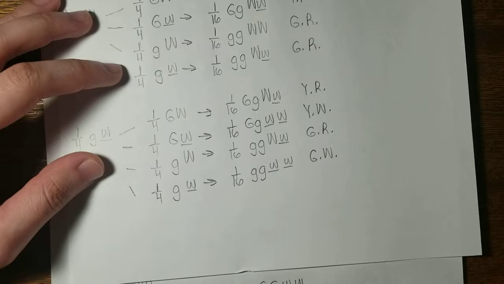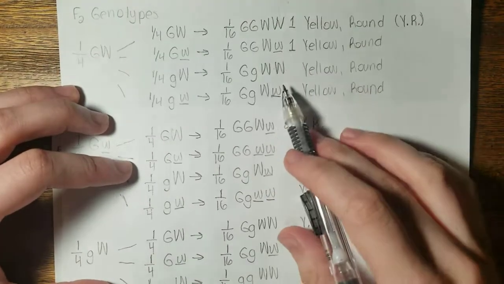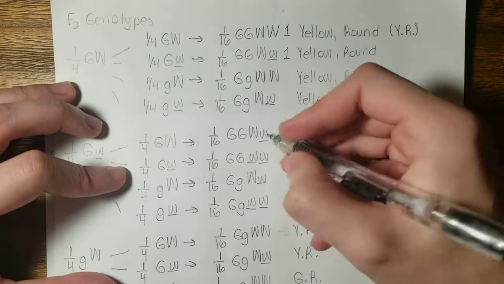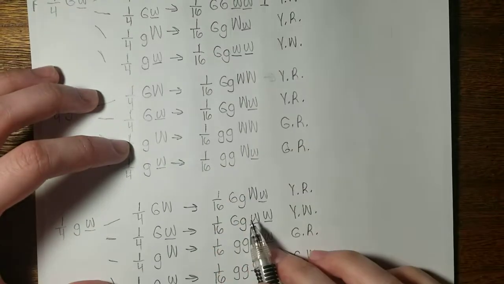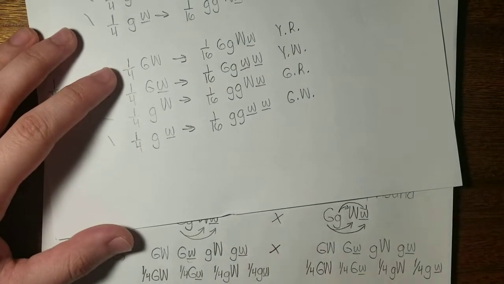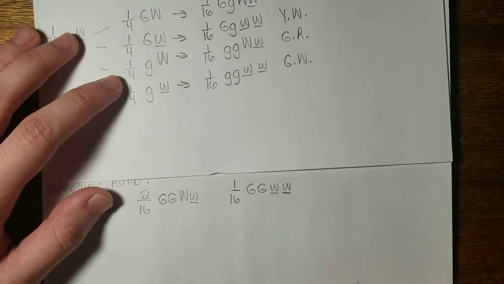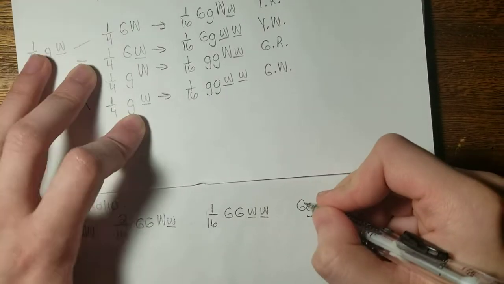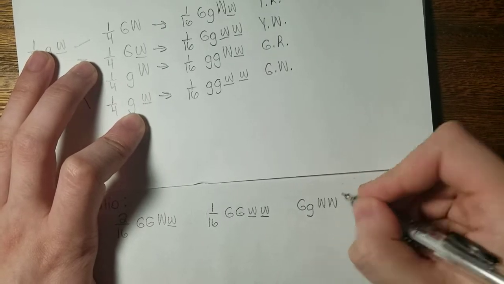Okay. So we're looking for big G, little W, little W. So we get none up here. We got 1 right here. That's the only one we have. So we have 1/16 big G, little W, little W. The next one we're going to find is big G, big W, big W.